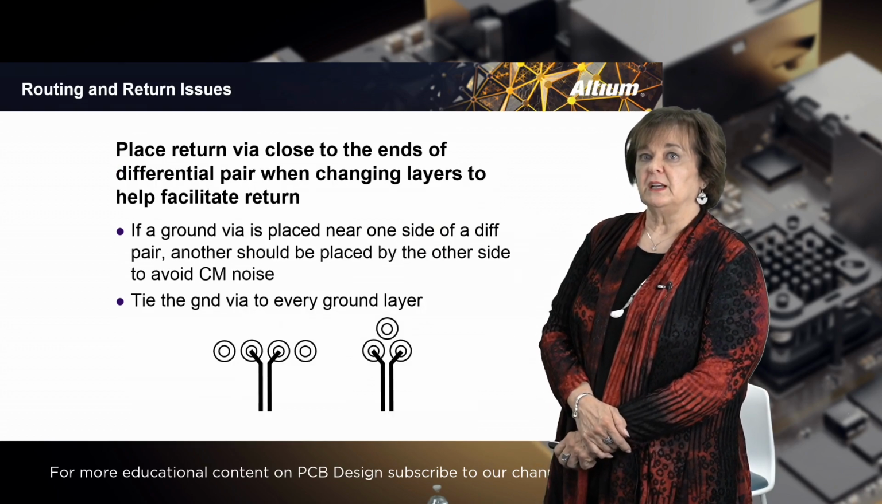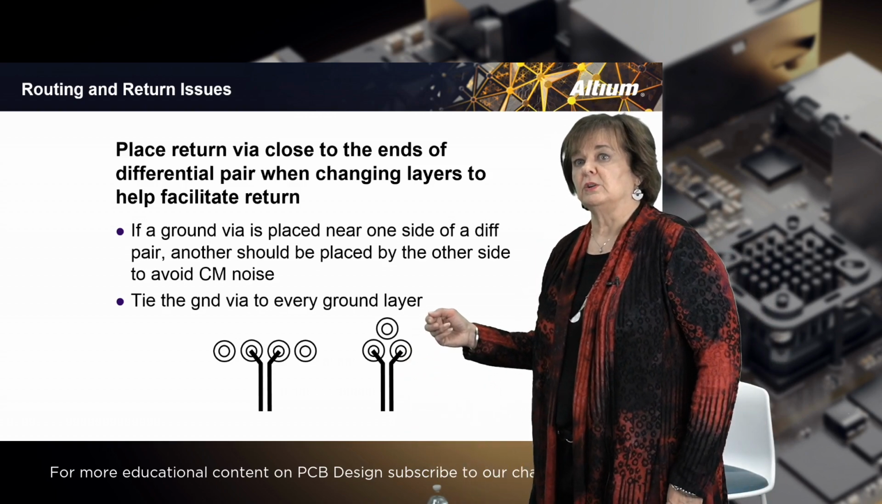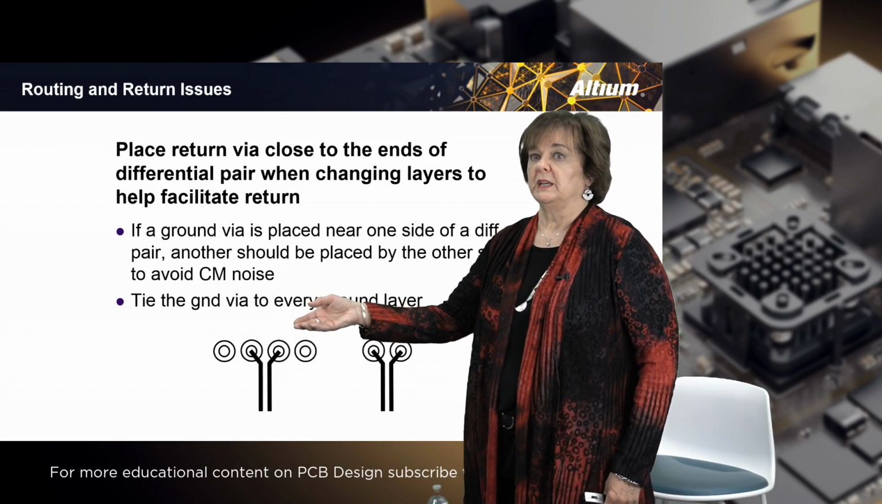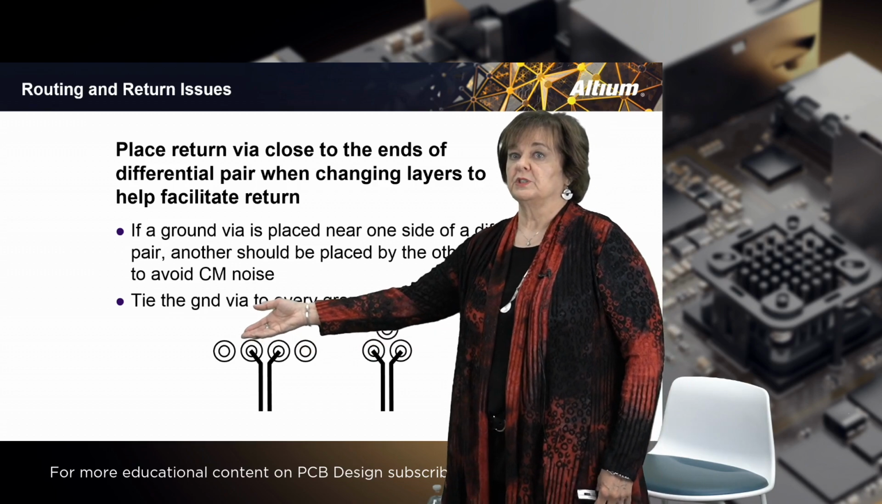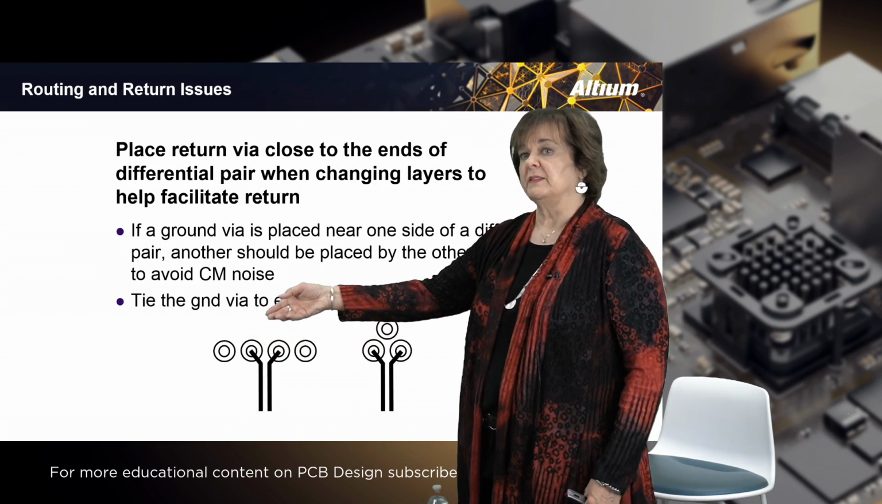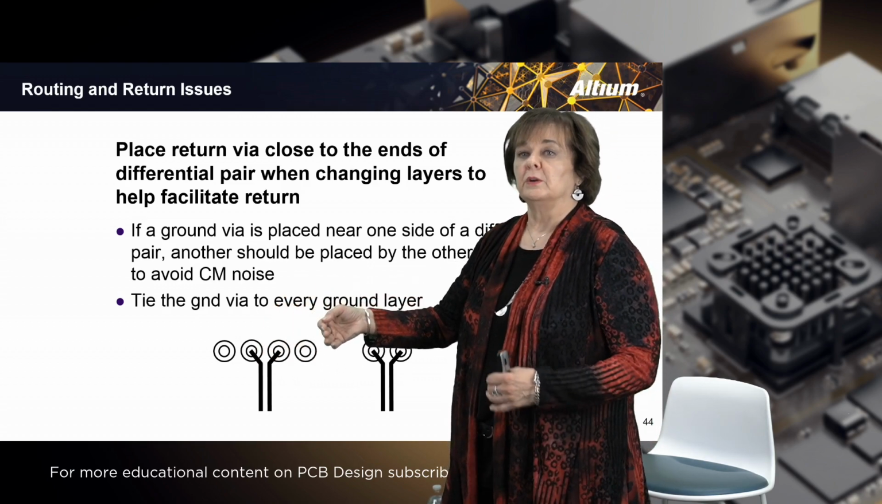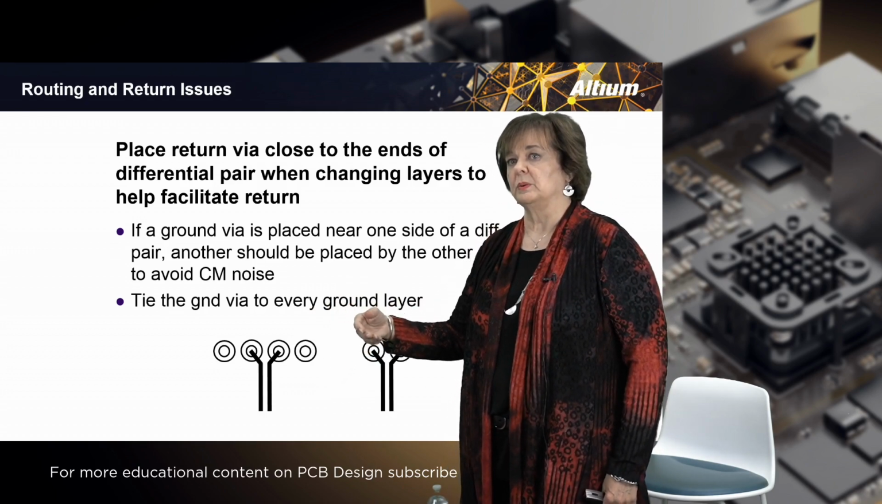When you're changing layers with differential pairs, it's a good idea to put a via close to the ends. If you have a pair and you have room, go ahead and put a return via at both sides of those differential pair signals, and at both sides of their vias, and that will allow for a good return path for the energy for those signals through the ground plane as well. And we'll show you why in a little bit, why that's so important.